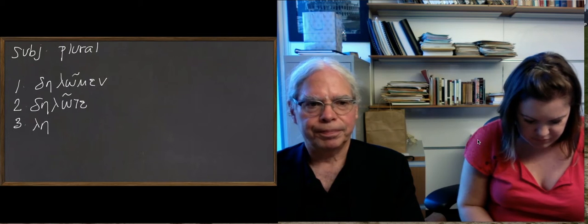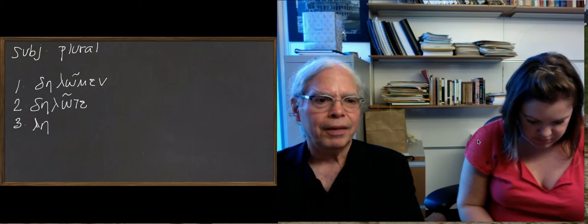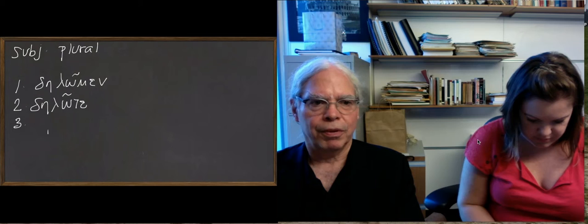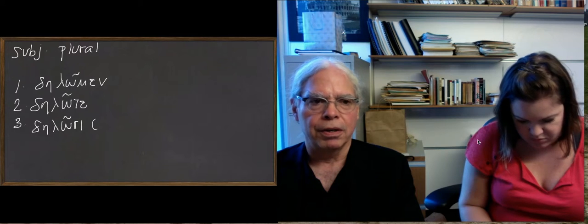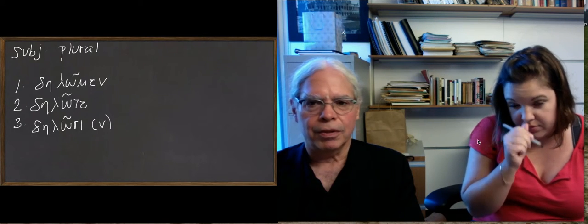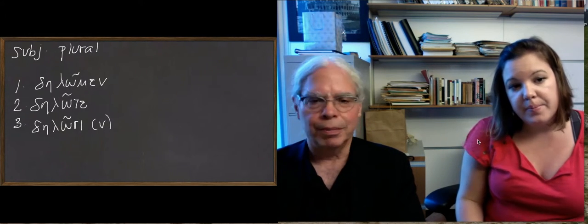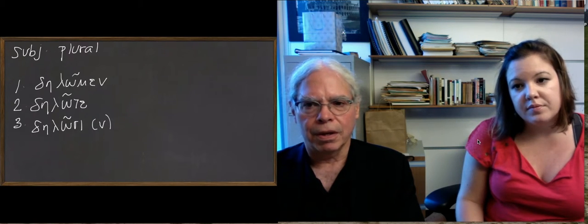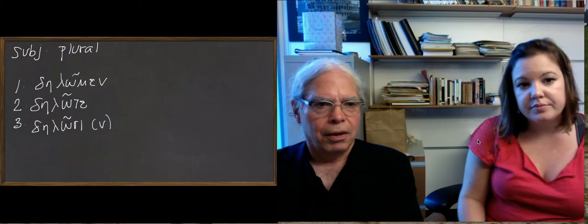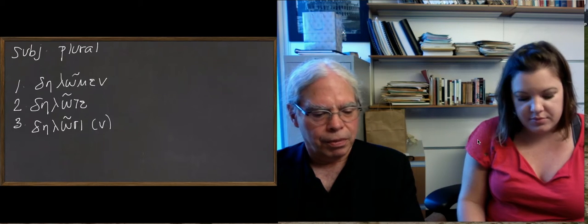By the way, this verb comes from an adjective, delos, which has no English cognates and means clear or apparent. So the verb delao, which has become the standard verb, means to make something clear, to clarify something. All right, so that's one class of things.